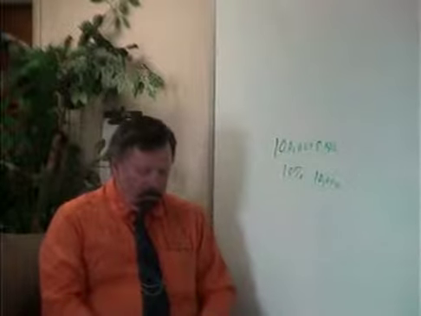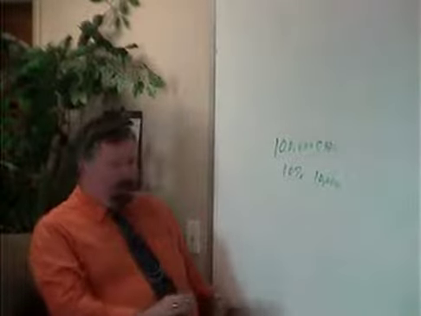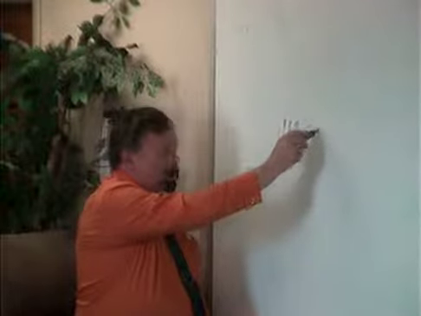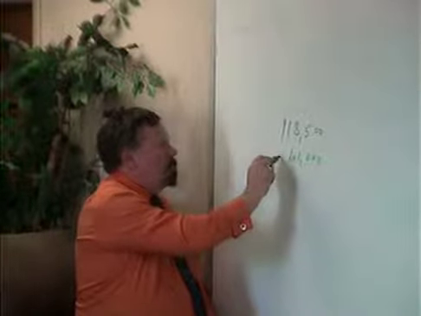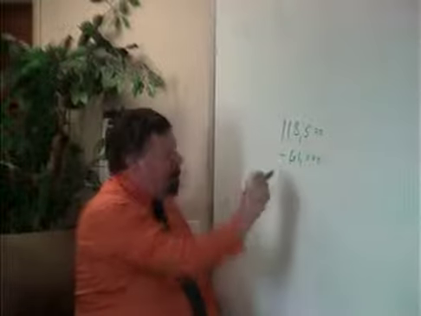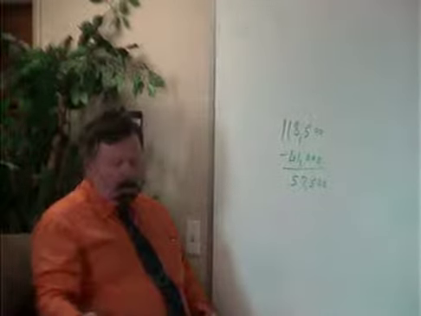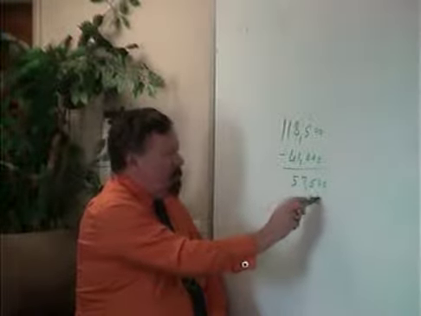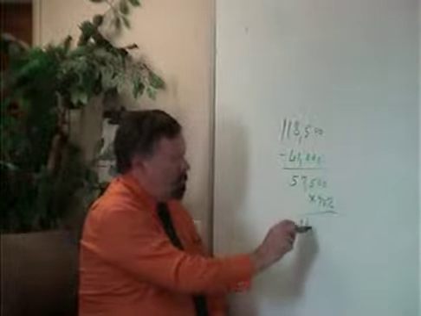The first thing we do is we take the equity. How do we find the equity on this house? How much is it worth? $118,500. How much does he owe on it? $61,000. So, what's that come to? $57,500 is the equity he's got in his house. Now he's only going to be able to use 70% of that. So that times 70%, what's that come to? $40,250.